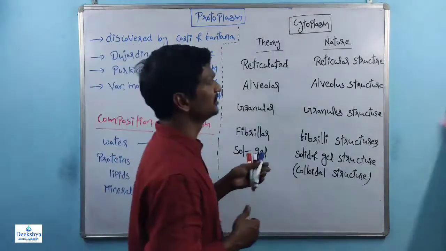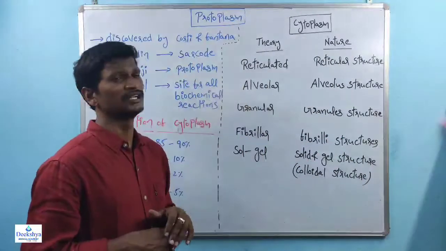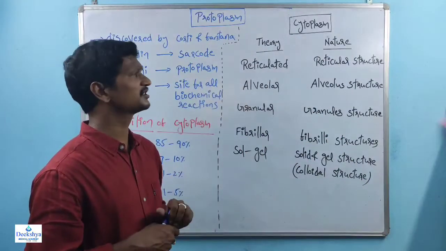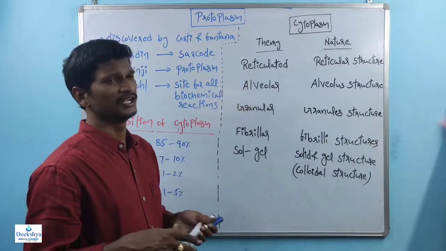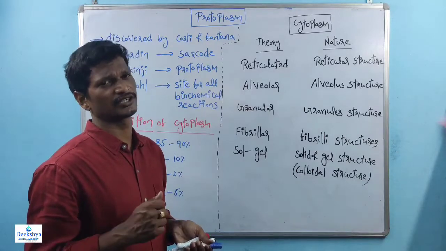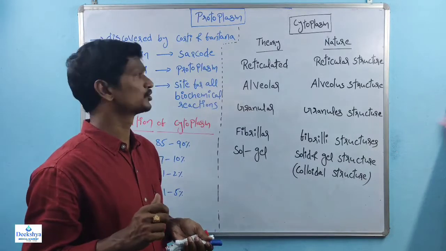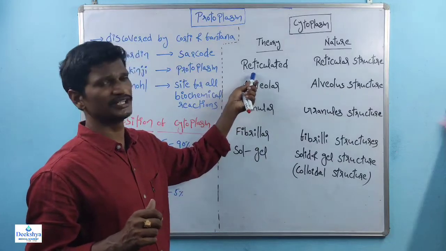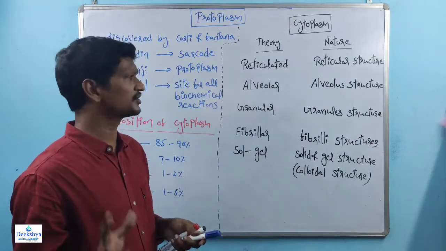And coming to the cytoplasm, different theories are there. These theories explain the nature and structure of the cytoplasm. The very first is the reticulated theory. According to the reticulated theory, the cytoplasm forms a reticular structure, that is, a network-like structure, right?